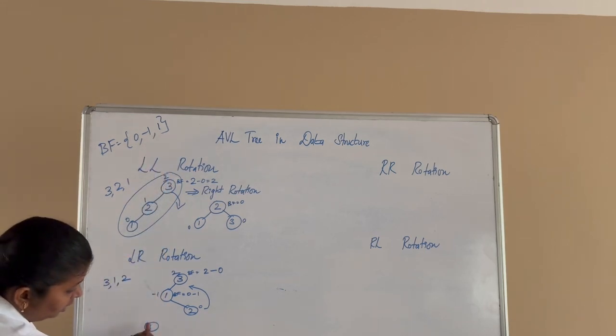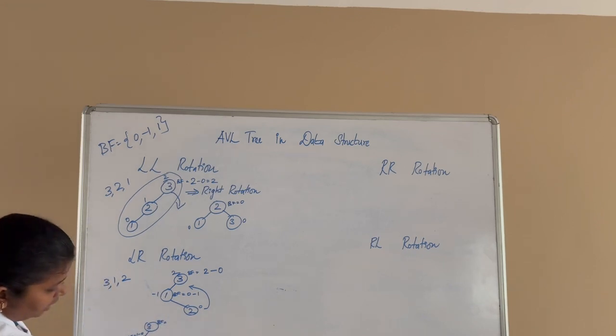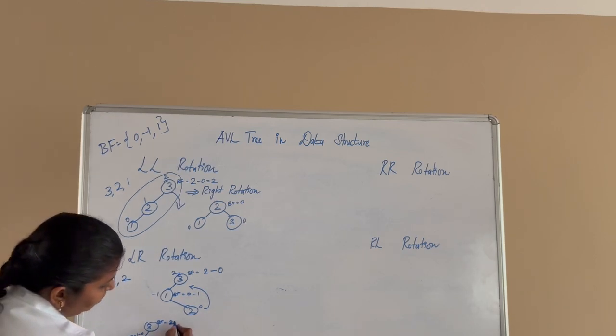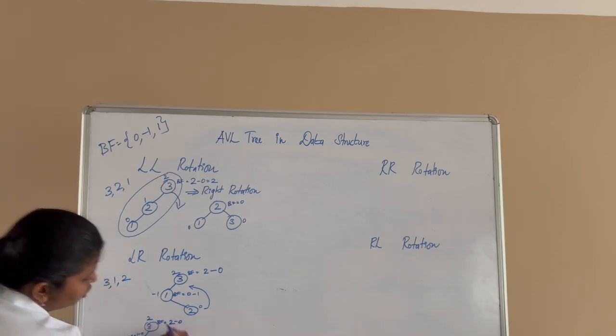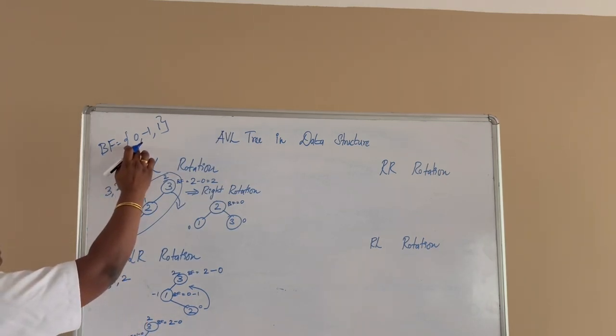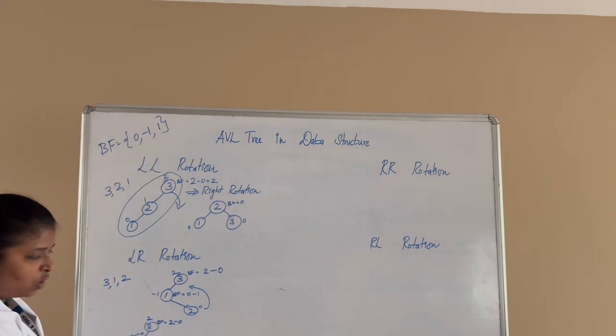And you have to check the balance factor of the root node 3. The balance factor of the root node is equal to the number of edges in the left subtree, that is, height of the left subtree is 2. There is no right subtree, so minus 0. The balance factor is 2. Now it is not within the limit range of 0, minus 1 and 1. So this tree is not balanced.